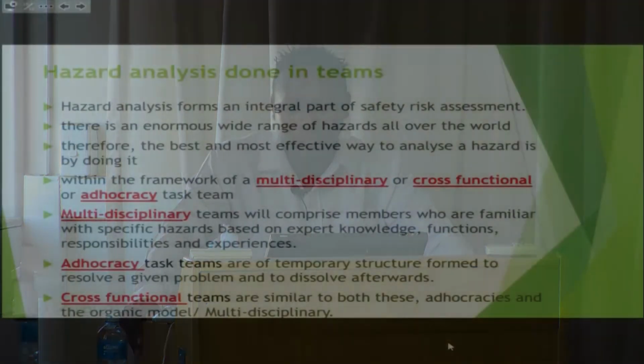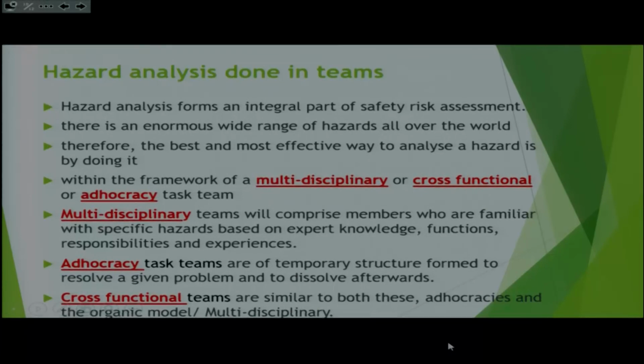Members who are familiar with a specific hazard based on their expert knowledge, functions and responsibilities, as well as experience. The second team is your adhocracy task team. These are temporary structures formed to resolve a given problem and then dissolve afterwards. So it's ad hoc. Ad hoc is not a permanent team. That means I'm going to get this person from there, this person from there, this person from there. They're going to meet together, do the hazard analysis, and then they're going to disperse.